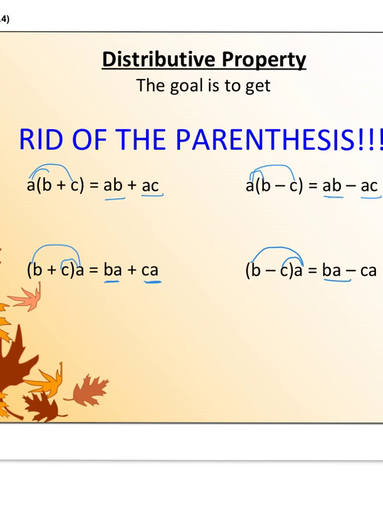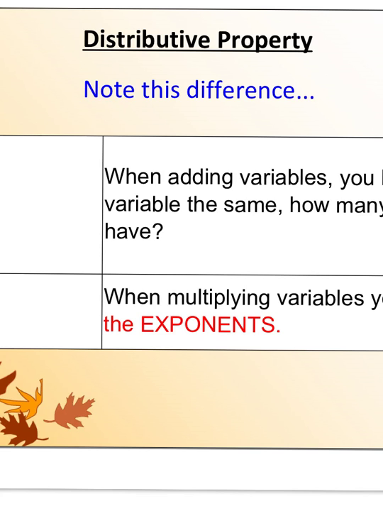To get BA and then CA, but a minus sign in front. Okay? So as we're going through, and if it says simplify and you see parentheses, it's because we're trying to use the distributive property to get rid of the parentheses. Before we do this, I want to talk about some things you're going to see as we go through our distributive property lessons the next several days.